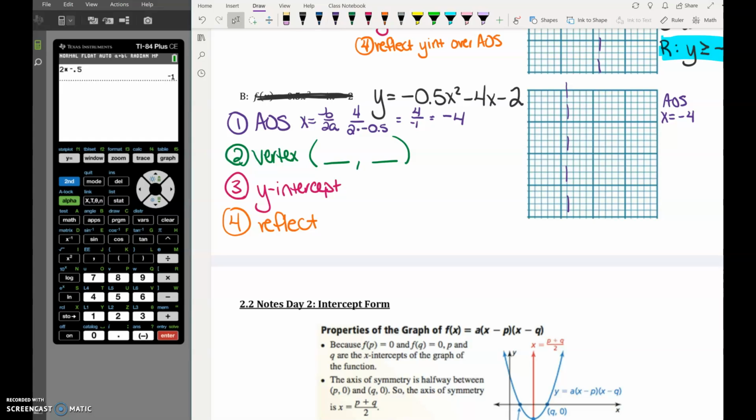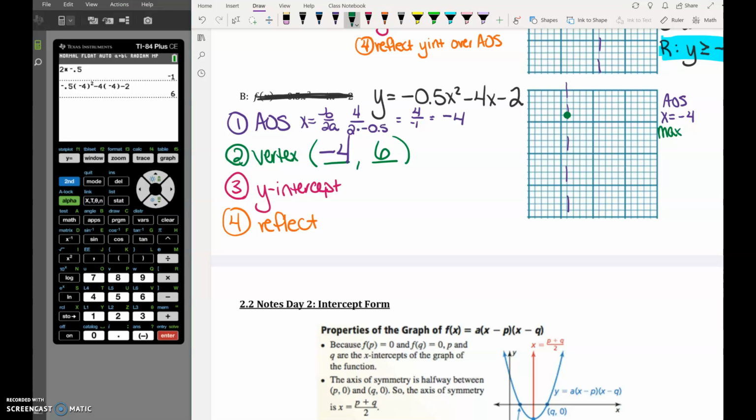Once we know the axis of symmetry is negative 4, we've done half of the work to get our vertex. The first part of our vertex is the axis of symmetry. To get the rest of our vertex, we need to plug that negative 4 in. Now this is a negative number, so parentheses are going to be important. So watch how I put this in the calculator. Negative 0.5 parentheses, negative 4, close your parentheses, squared, minus 4 parentheses, negative 4, close the parentheses, minus 2. Should be 6. So our vertex is negative 4, 6.